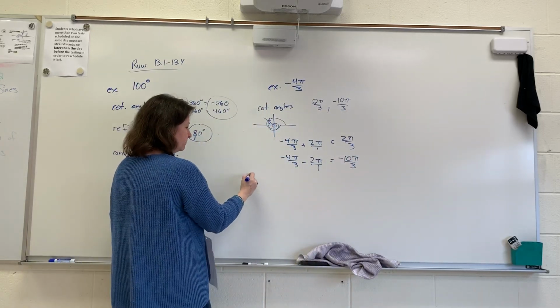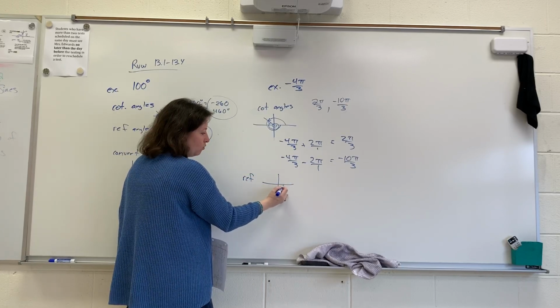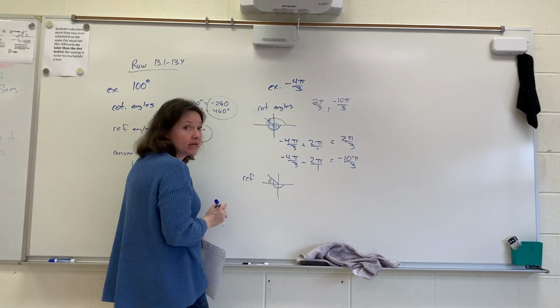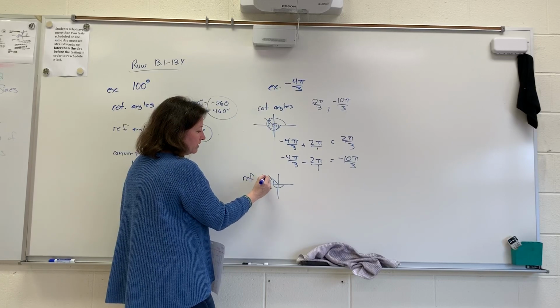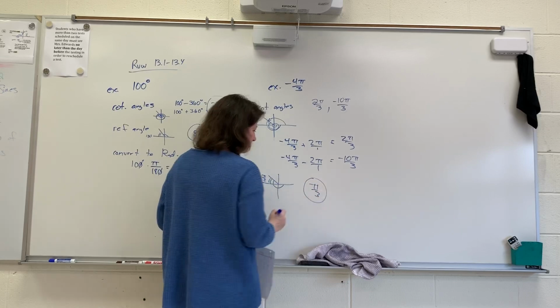Reference angle, I'm going to find my location again. So -1 1/3. The reference would be the distance from here to here. How far is that line from pi? It was 1/3 pi away, so pi over 3 would be my reference angle.